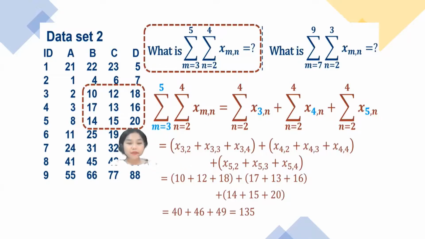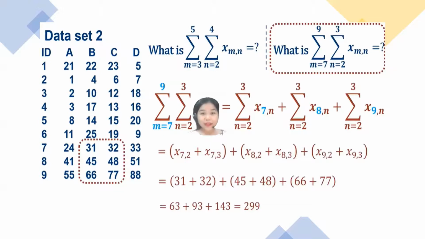So 10 plus 12 plus 18 is equal to 40. 17 plus 13 plus 16, that's 46. 14 plus 15 plus 20, the answer is 49. So getting the summation of those three terms, 40 plus 46 plus 49, the answer is 135. So summation of xmn as m goes from 3 to 5 and n goes from 2 to 4, the answer is 135. So the second summation is summation of xmn, the same, right?